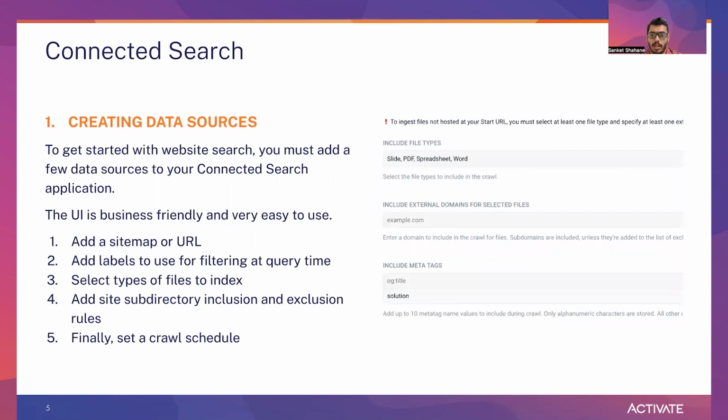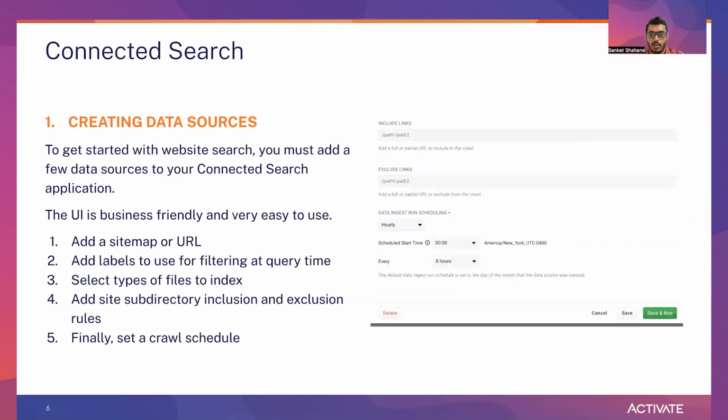Next, you can also select specific types of files that you want indexed in your search system while the crawler is discovering your website. You can select slides, PDFs, spreadsheets, one or any combination of the above.